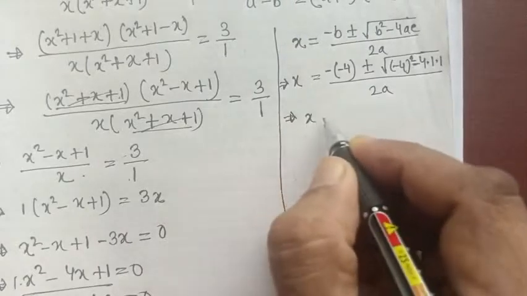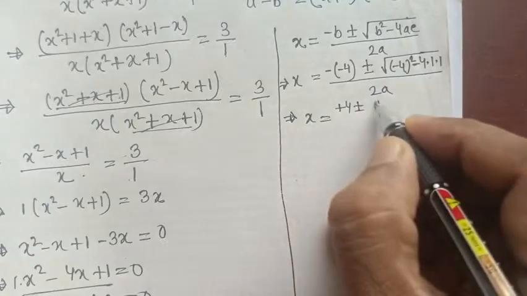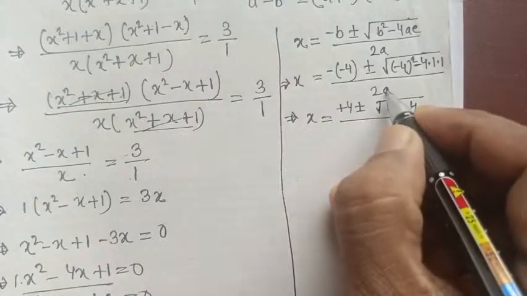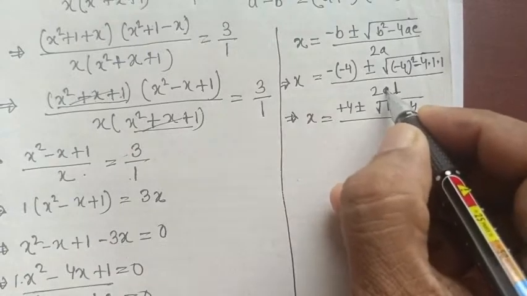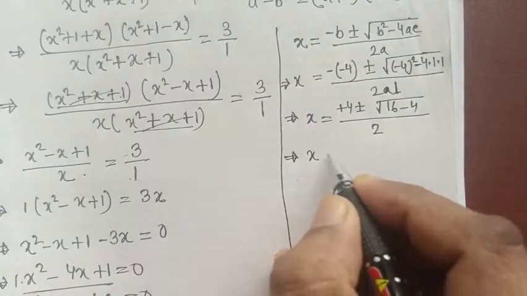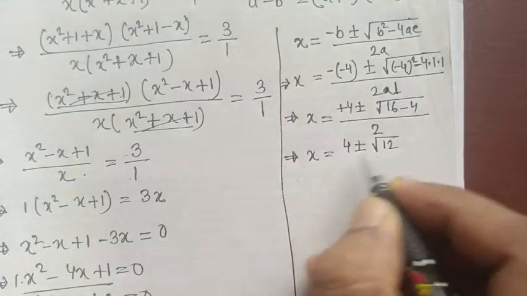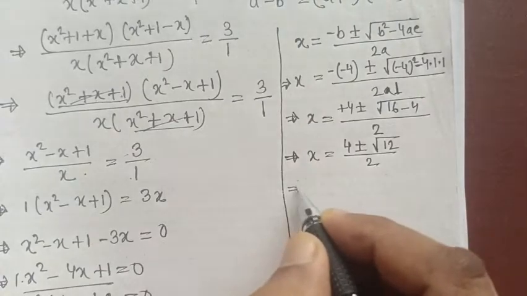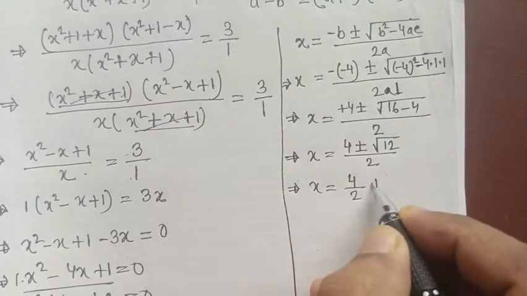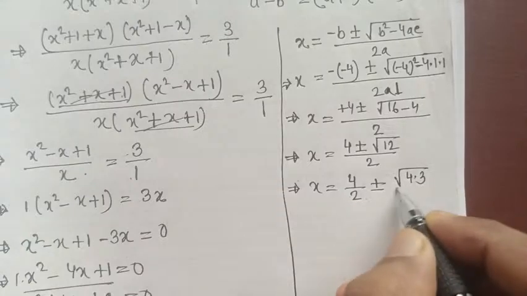Therefore x is equal to plus 4 plus minus root over 16 minus 4, sorry, here we need to put the value of a, that is 1, so we get by 2. Therefore x is equal to 4 plus minus root 12 by 2. Therefore x is equal to 4 by 2 plus minus root 4 into 3 by 2.